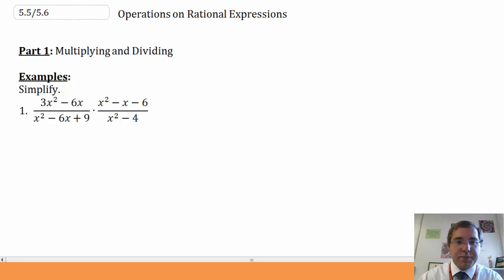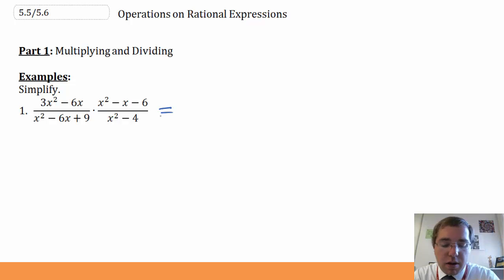Example number 1. Our directions are to simplify. We've got 3x squared minus 6x over x squared minus 6x plus 9, times x squared minus x minus 6 over x squared minus 4. So two rational expressions, two fractions, multiplied together. In order to simplify, we're going to factor everything first.